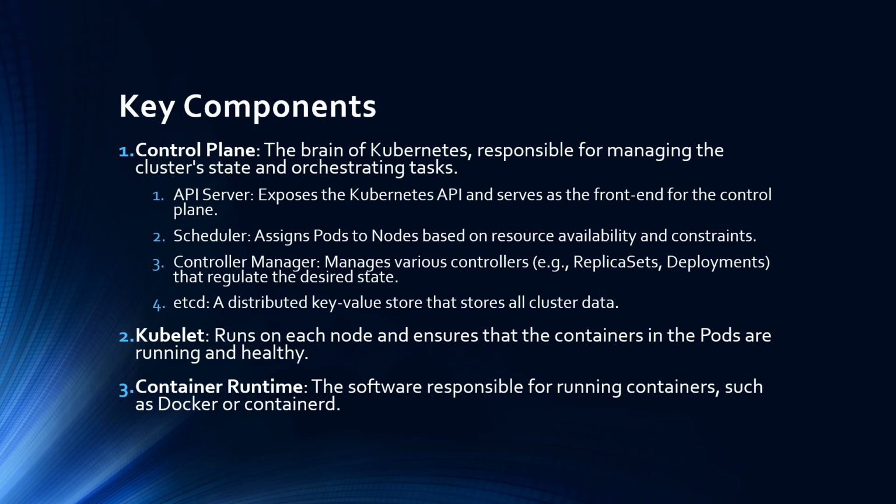The API server is the front door to the Kubernetes control plane. All communication, whether from users, nodes, or internal components, must go through the API server. The scheduler is responsible for placing pods on appropriate nodes. It makes these decisions based on various factors: resource requirements, hardware/software constraints, affinity/anti-affinity rules, quality of service, QoS, requirements.